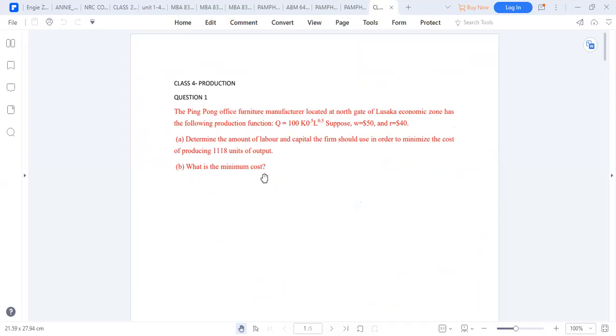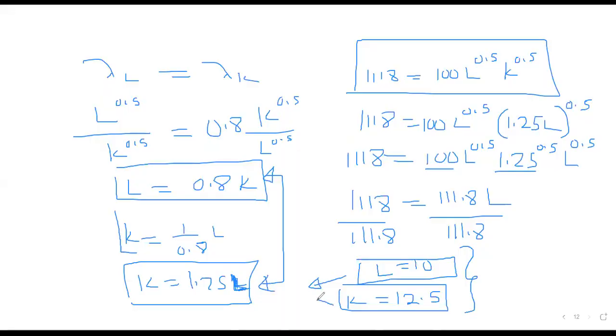The question further on went to ask, after finding the units of labor and capital that minimize cost, you brought in the Lagrangian. Can you use the same formula for finding the marginal product of labor and marginal product of capital? It will give you the same answer. Yes, it will.